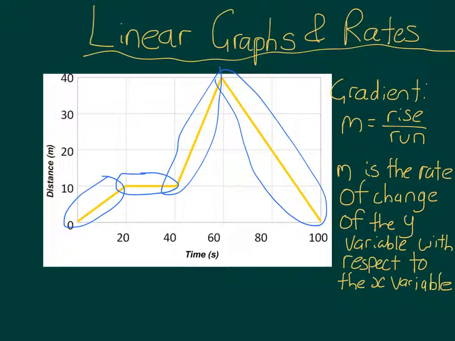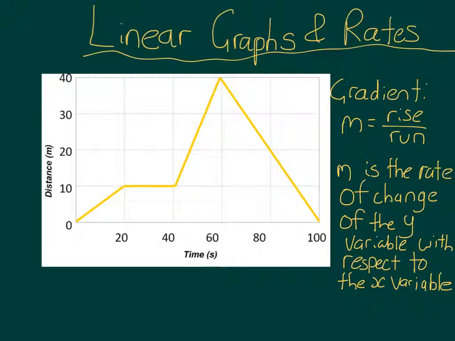So let's look again at our graph. I got rid of all my circles now. So there are basically four different lines. If we look at the distance the person has travelled in the first 20 seconds, we're looking at this line here. To find the gradient of this line, remember m, the gradient, is the rise over the run. To get from this point to this point, the person has gone up 10 and across 20. So the gradient, m, is rise 10 over run 20. And you should all know that 10 over 20 is a half, right?